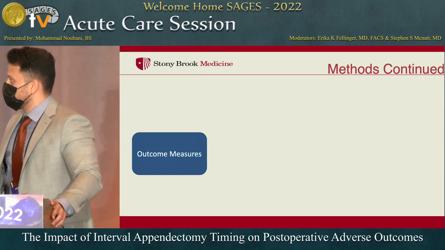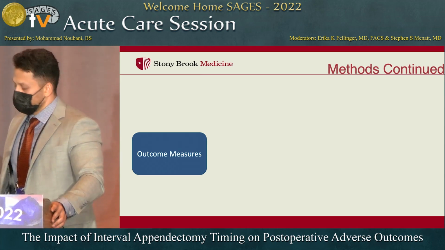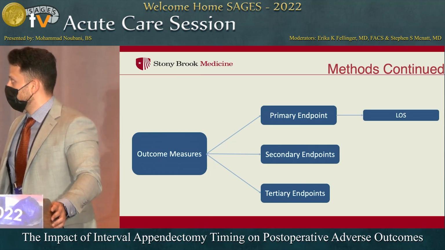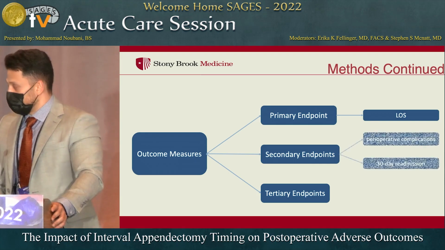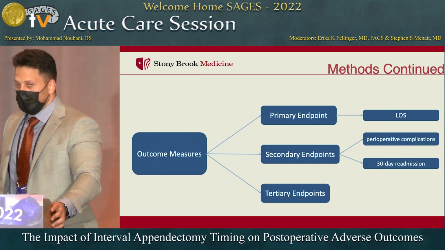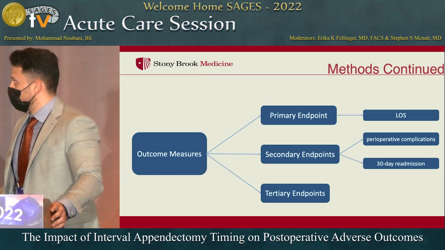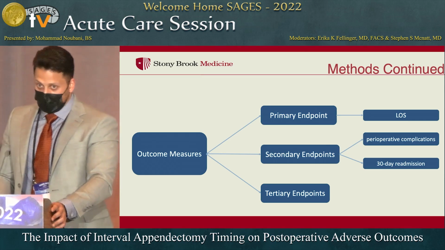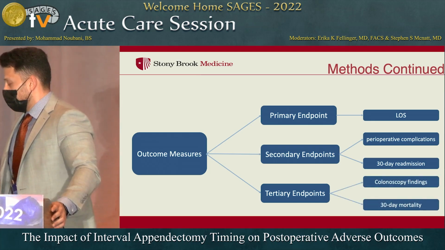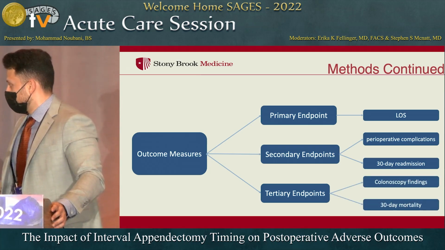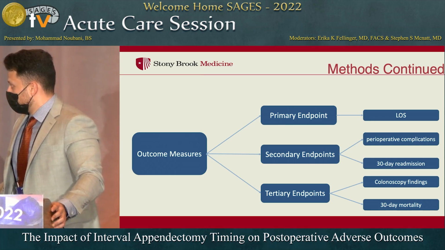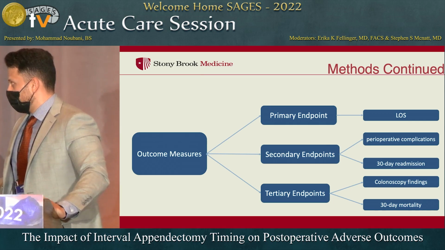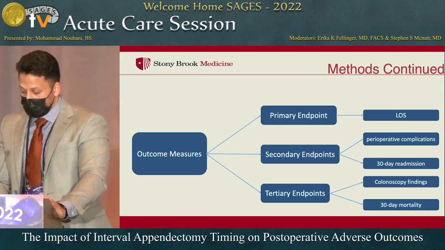Our outcome measures were divided into primary, secondary, and tertiary. Our primary endpoint was the length of stay, which is a measure of resource utilization. Our secondary endpoints included 30-day readmission and perioperative complications, and that included either bleeding, wound infection, C. diff colitis, or open conversion procedure. And finally, our exploratory endpoints included 30-day mortality and colonoscopy findings of either inflammatory bowel disease or neoplasm.